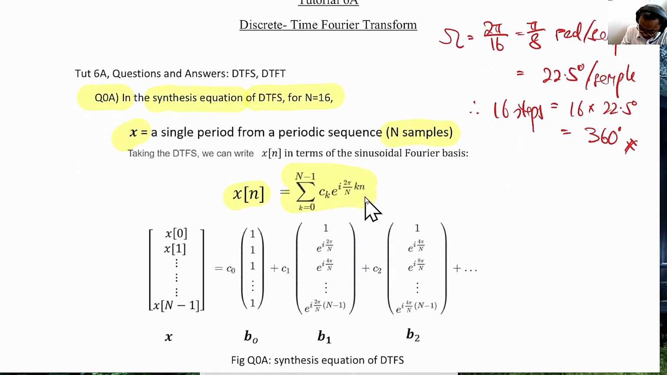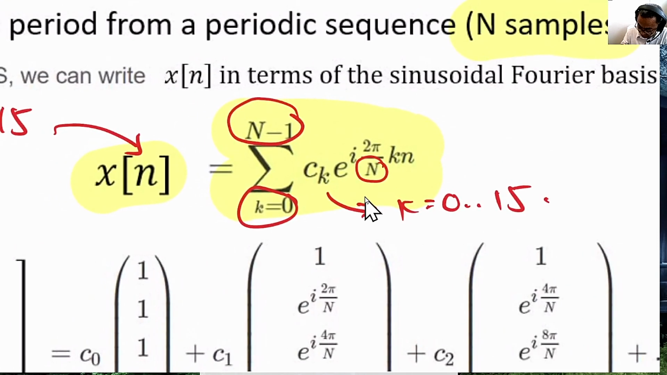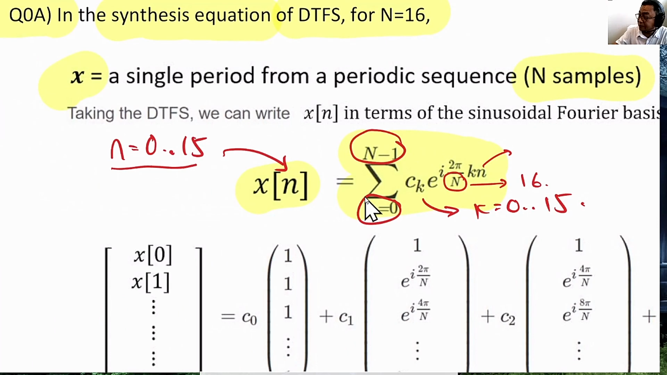You will notice that the small letter n will go from 0 to 15. The k will also go from k equals 0 to 15. This big N is 16, and this letter n is the same as this letter n here. Whatever we put for letter n, we're going to put for small letter n here, which is 0 to 15.